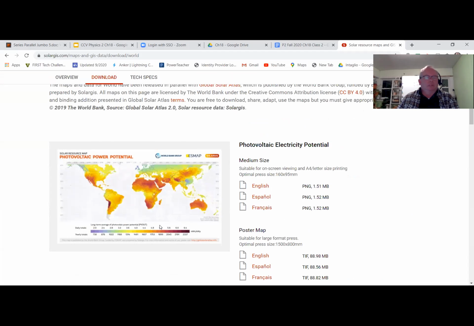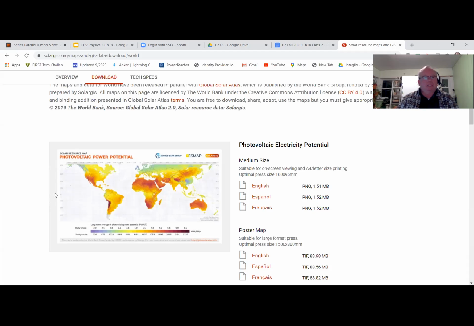And only land values have been done, which is kind of interesting because we may find that potentially floating platforms of solar arrays might be interesting. Although one hurricane can definitely ruin your whole day.